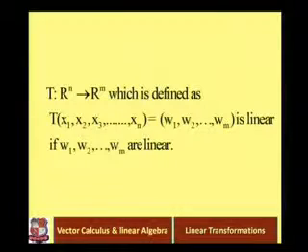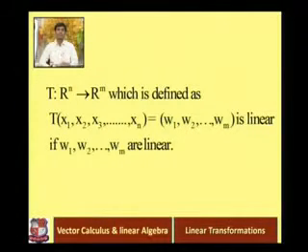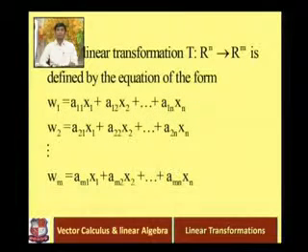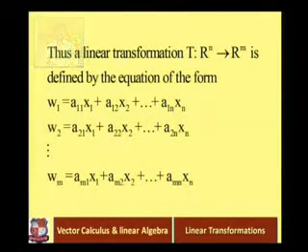If T from Rn to Rm, which is defined as I told you, T of x1, x2, up to xn is equal to w1, w2, up to wm, is linear if w1, w2, up to wm are linear, that means each coordinate on the right side is linear. In that case we can say that this transformation T from Rn to Rm becomes a linear transformation.